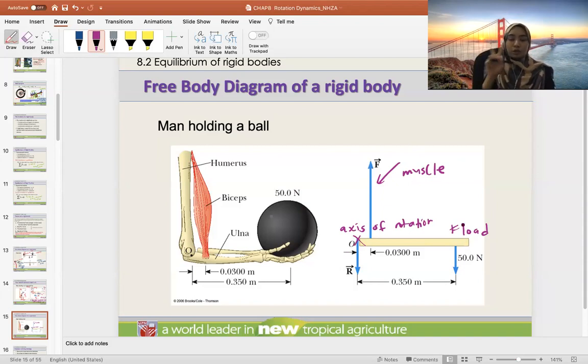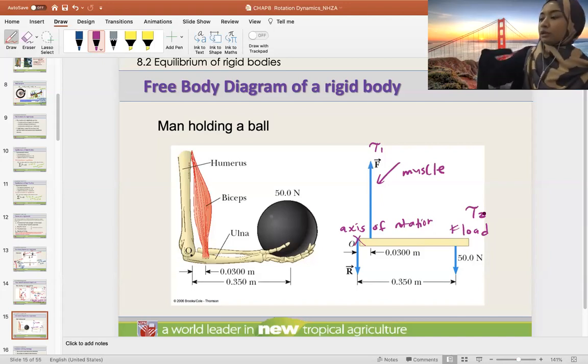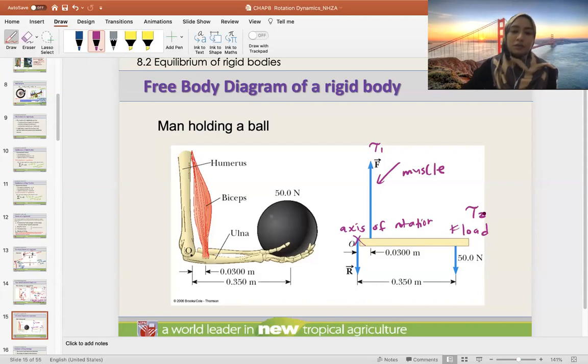So you have two torques now. The torque from your muscle, torque 1. The torque from the bowling ball, torque 2. Which way do you want to move it? You want to move it clockwise or anti-clockwise? It's anti-clockwise, right? We're trying to lift it. Lift. So it's going anti-clockwise, yes.